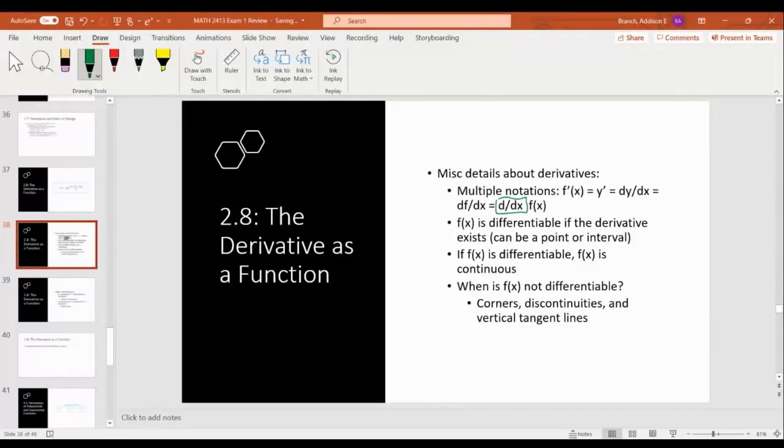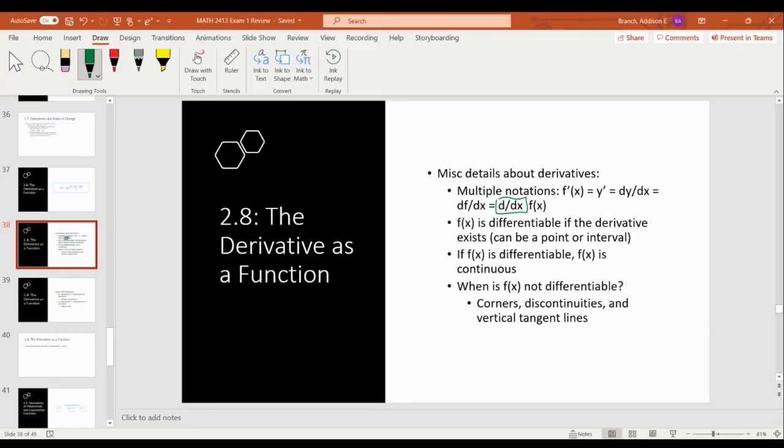Whenever we use the phrase differentiable, that essentially means a function is differentiable whenever the derivative of that exists. And that can apply to either a point or an interval. Another good thing to know is that if f of x is differentiable, then it has to be continuous. And there are a few instances where f of x may not be differentiable.